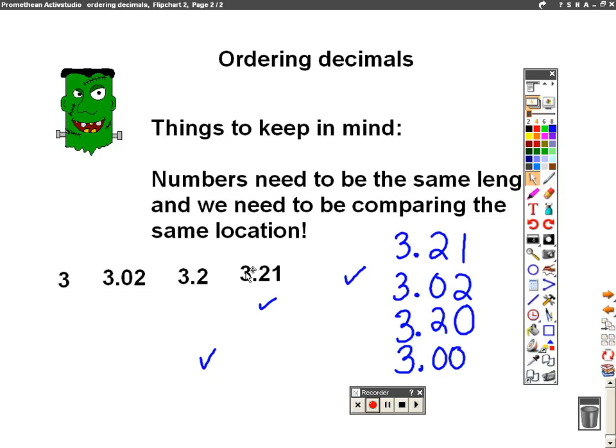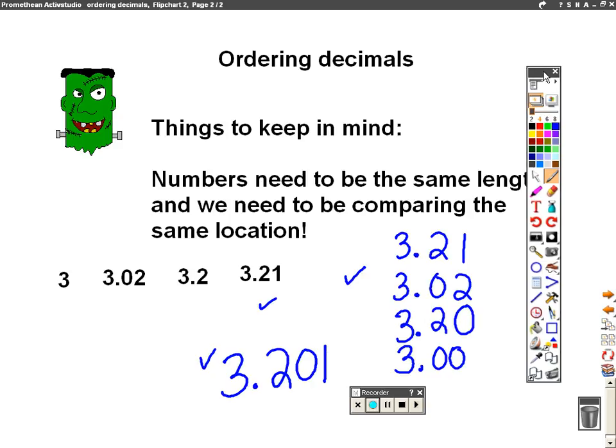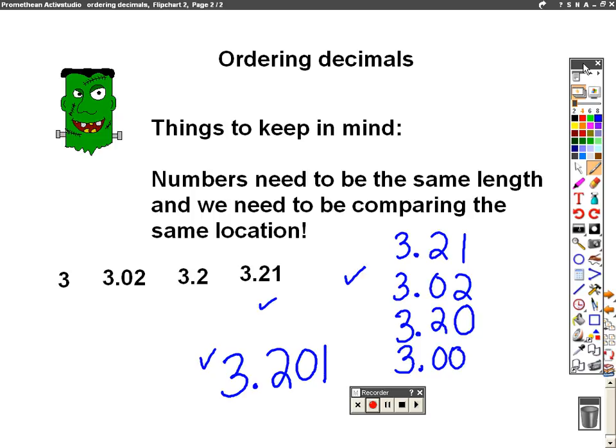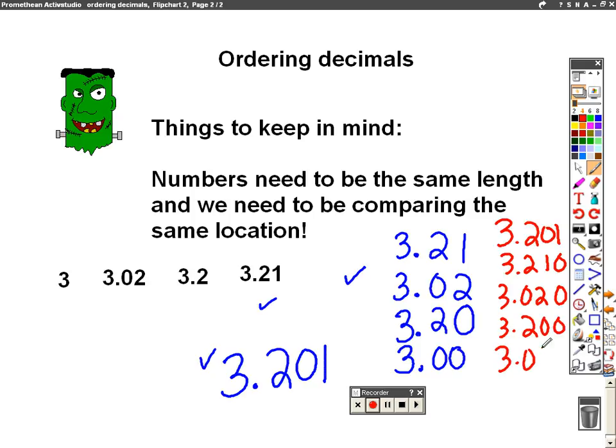Okay, I'm going to add another number in here. What if I had the number 3.201? Okay, so I'm going to write that one in red so we can see it differently. My new number is 3.201. So I'm going to copy all my other numbers. 3.21. Uh-oh. I got to add a 0 to make them the same length. 3.020, 3.200, and 3.000.